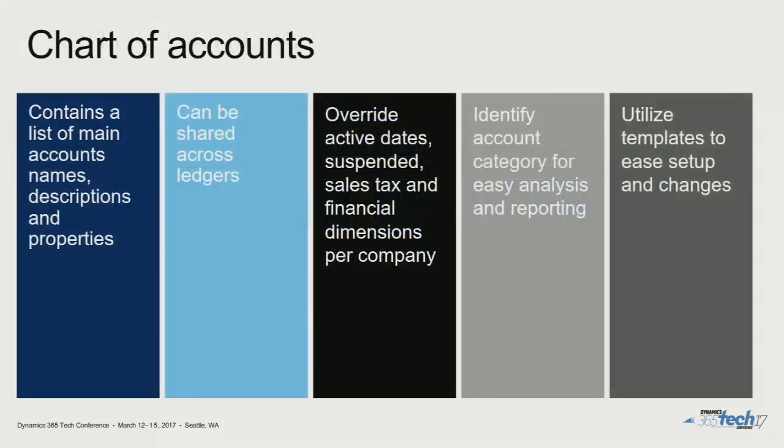So what is the chart of accounts? Chart of accounts is a list of main accounts. By default, the chart of accounts is not associated with any legal entity. So you can create a list of accounts that can be shared across legal entities, and we'll go through how you make that association for which chart of accounts is used by definition of the ledger. They can be shared across ledgers, and then you can have overrides at the legal entity level. So if there are specific main accounts that might be suspended or inactive for a period of time, you can make those overrides at a legal entity level while still sharing your chart of accounts.